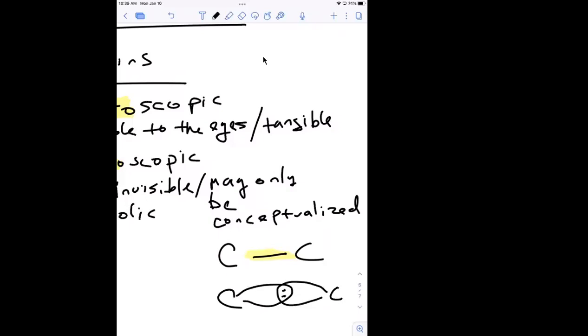We can only develop an idea as far as what it looks like based on what we know about orbitals and their shapes and the way they interact and overlap with one another. So that's what it means to conceptualize something. You have an idea of what it should look like, but you can't really see it. So you have to come up with a way to describe it, right?